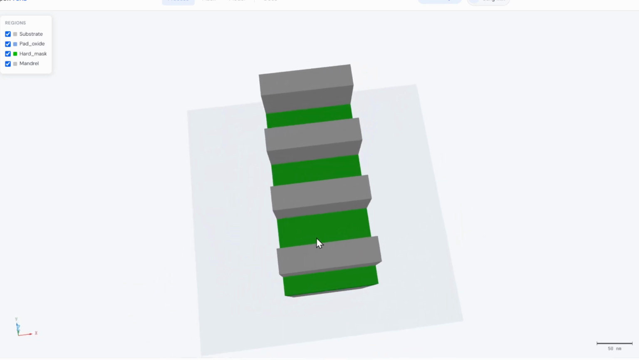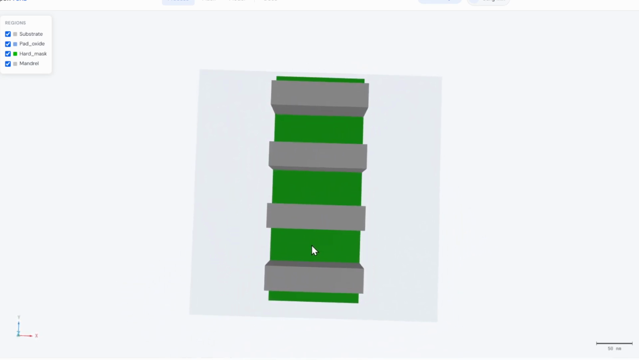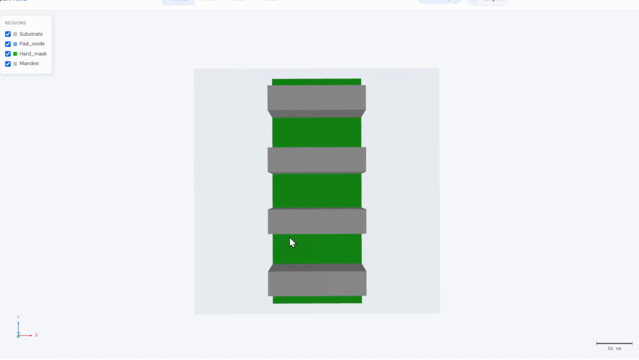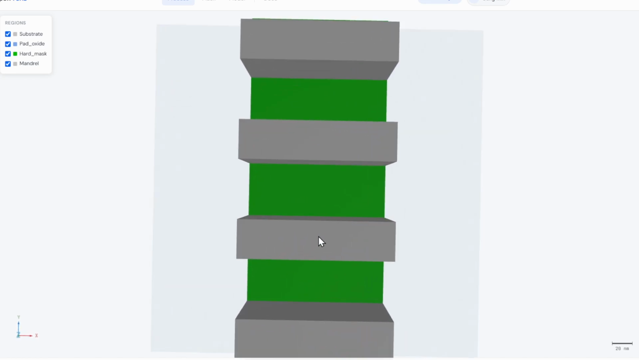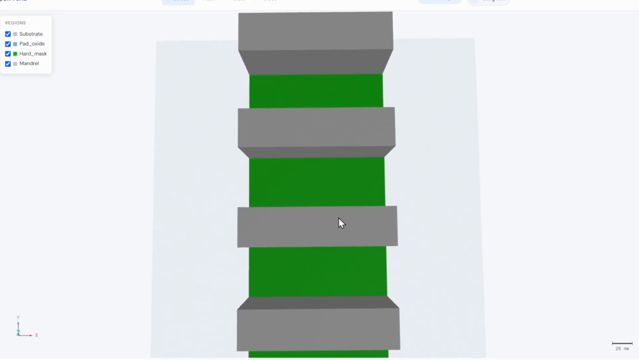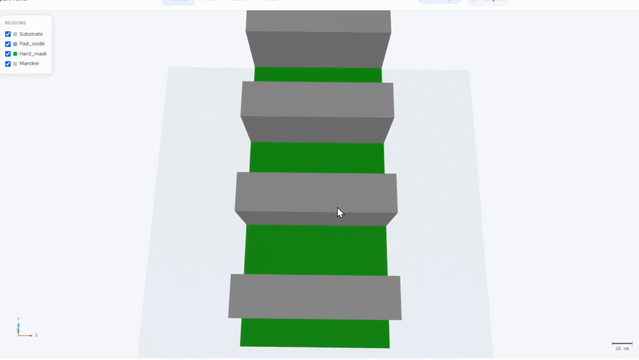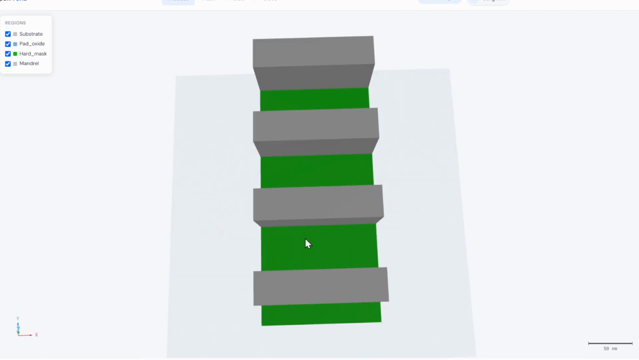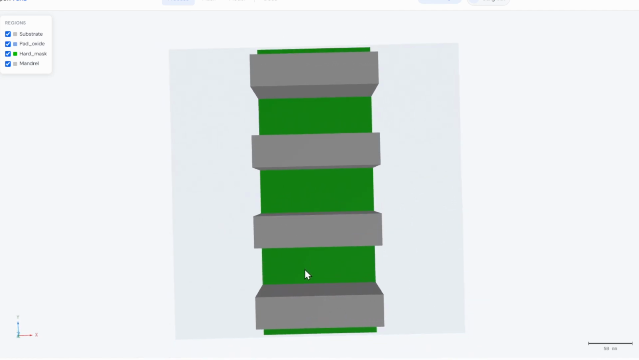Now we have a pattern, and you can see that this distance does not correspond to the desirable value of our FinFET. So we have to find a certain way to make an even thinner pattern. Let's do it together.